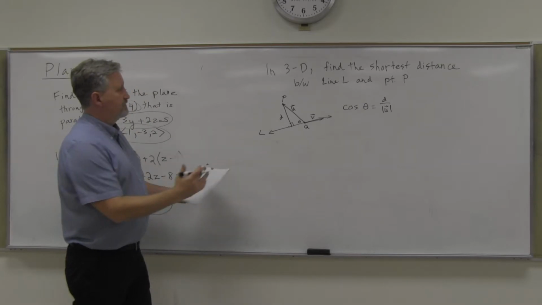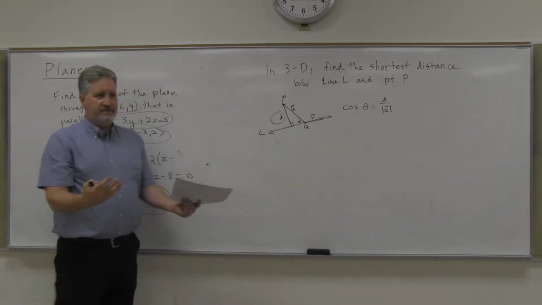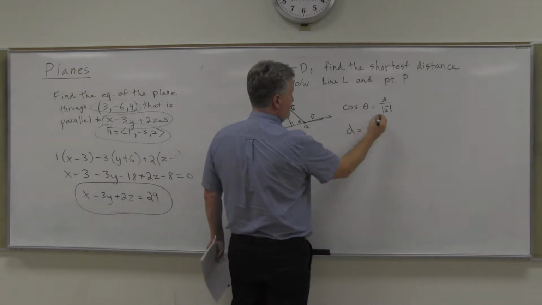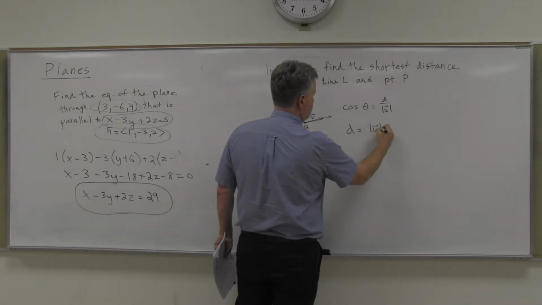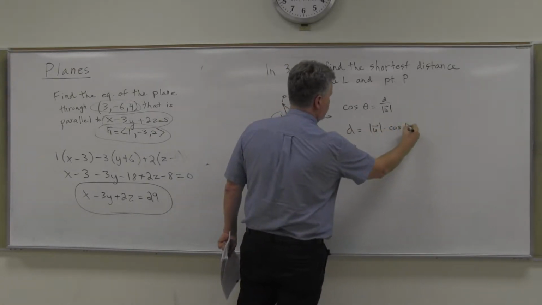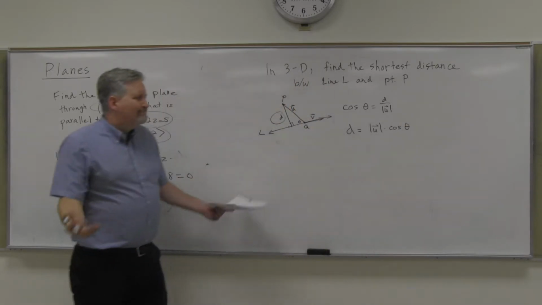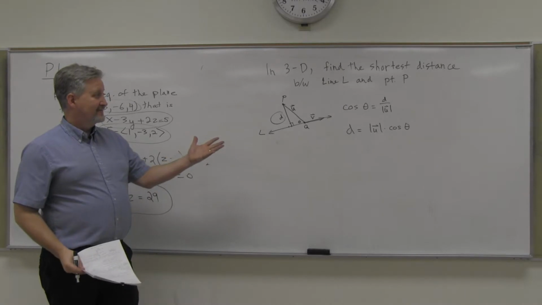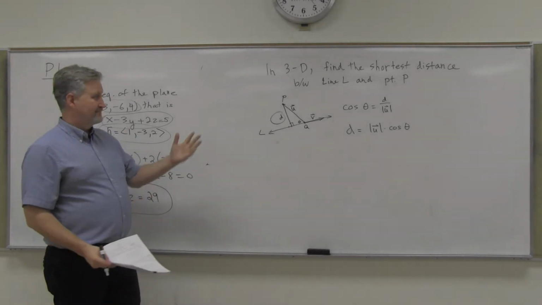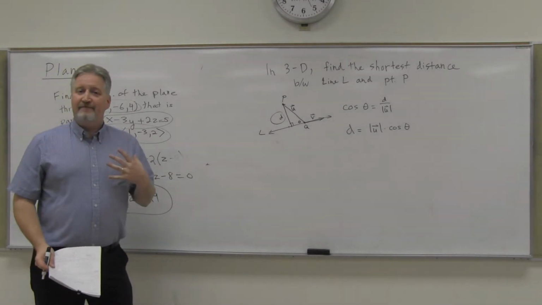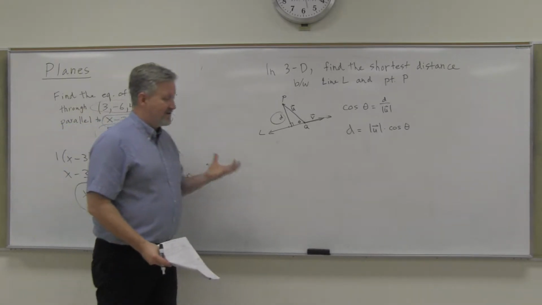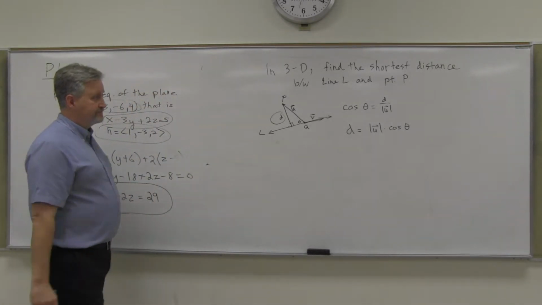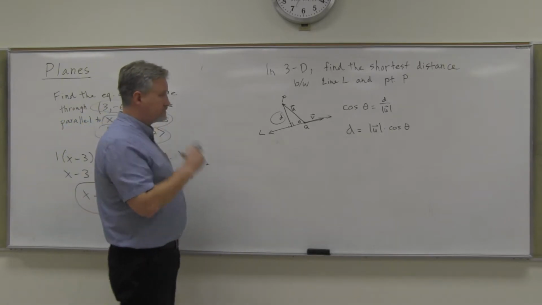Well, D is the shortest distance. That's what I'm trying to find. So if I solve that for D, I've got D equals what? Magnitude of U times cosine of theta. Okay. So if I could figure out that angle, I can figure out D. But is there an easier way to do it? Well, it turns out, yes. There's a much easier way than having to figure out that angle.